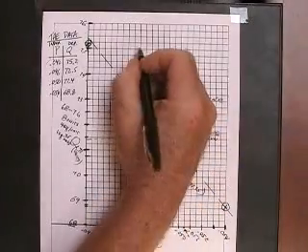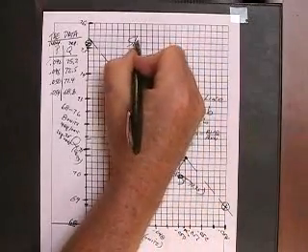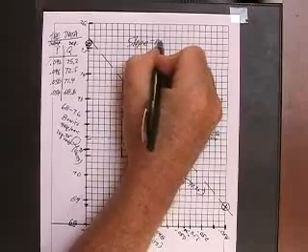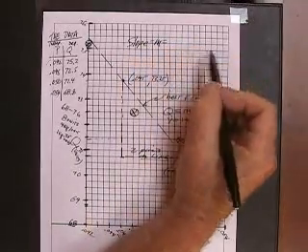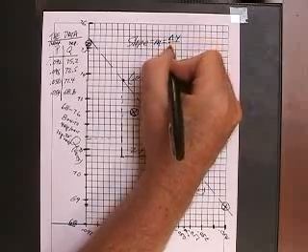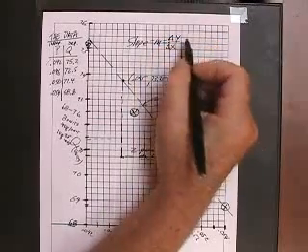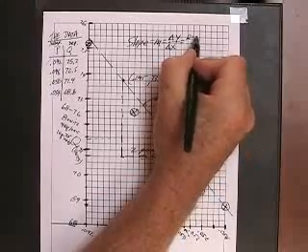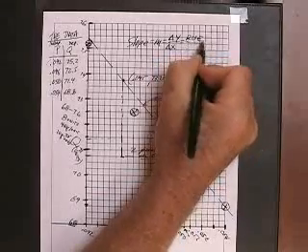All right, so how do you figure the slope? Slope equals m equals the difference in the y values over the difference in the x values. The rise over the run.